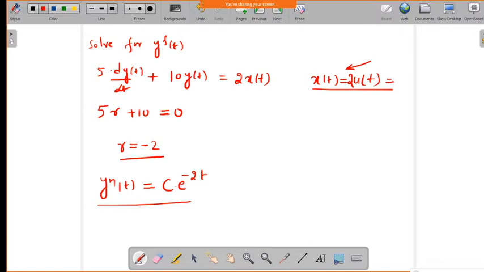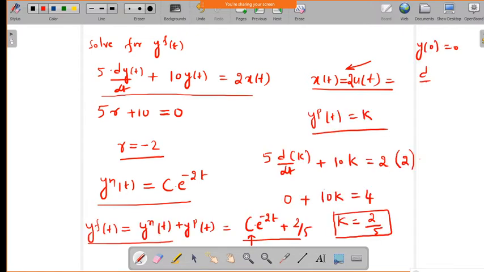In order to find this constant, as I said, this is the zero state response. We can assume all the initial conditions are 0. In the natural response, we have taken the input as 0, and in this forced response, we need to take all the initial conditions as 0. That is, take y(0) equal to 0 and dy/dt equal to 0 at t equal to 0. So, all the initial conditions we assume are 0.